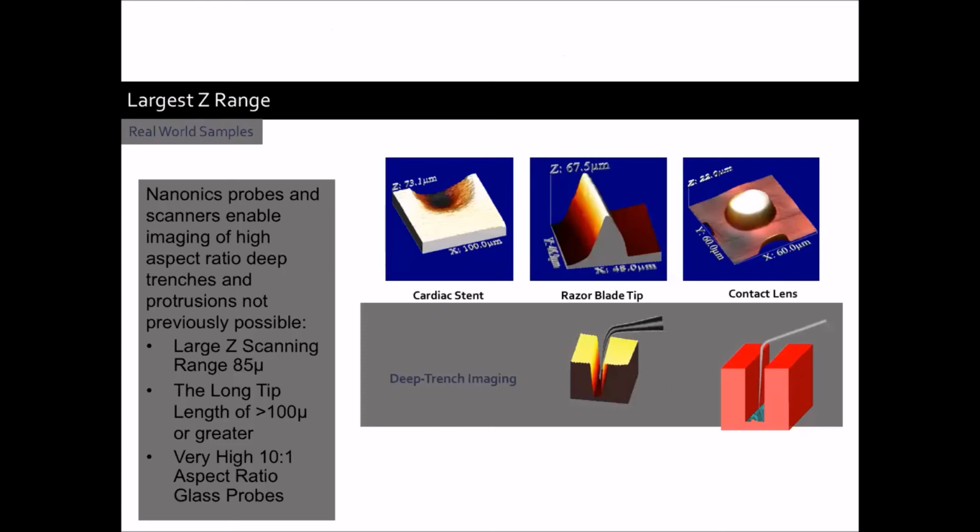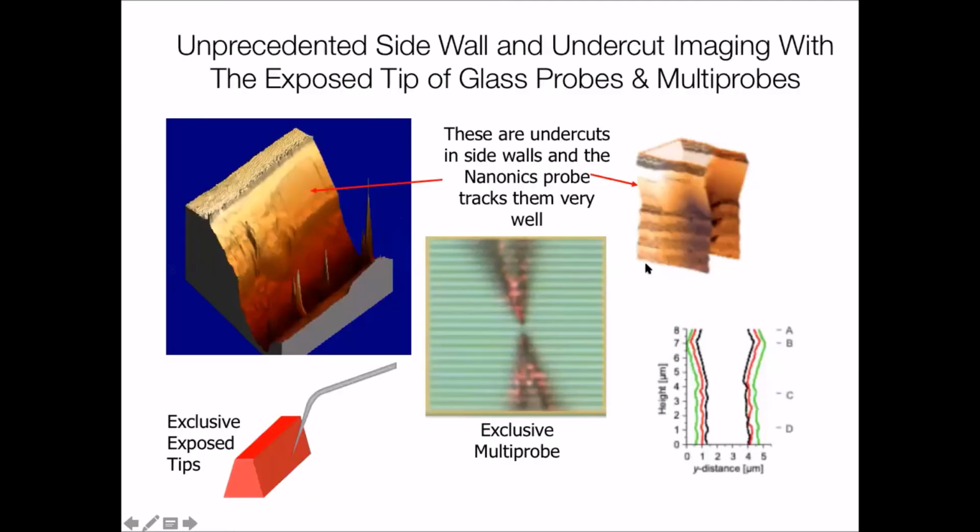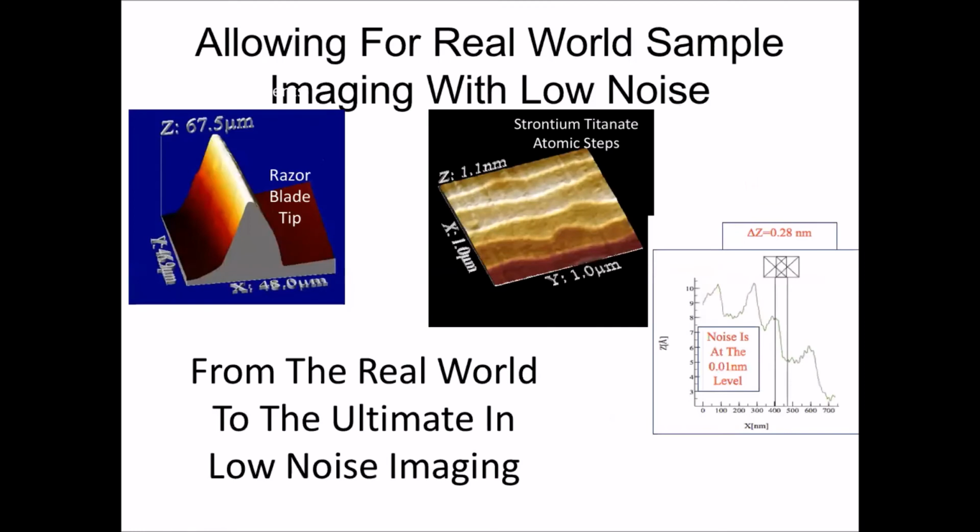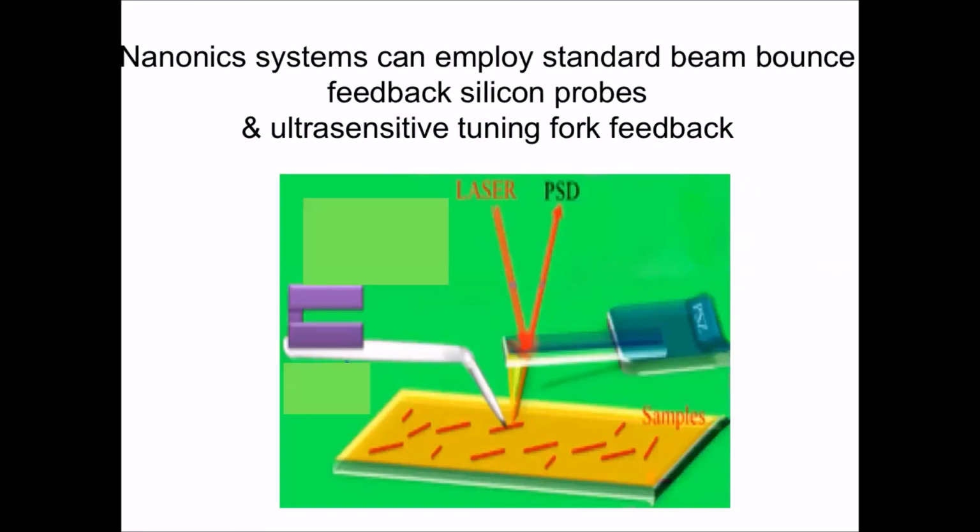But before I get into that, what's very important in the Z range is that you can deal with AFM with real samples. Here's a cardiac stent, 73 microns. Here's a razor blade, 67 microns, etc. Because the tip is exposed, you can look at sidewalls and you can even look at undercuts in the sidewalls, which is a very important thing. I won't go into it, but the noise is very low, very low, very low.